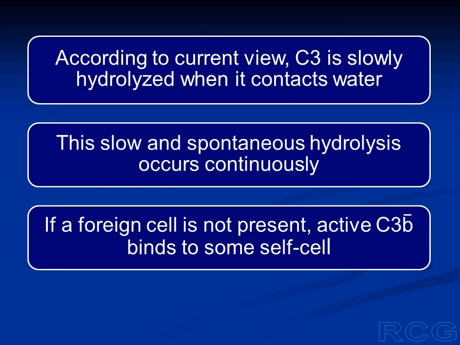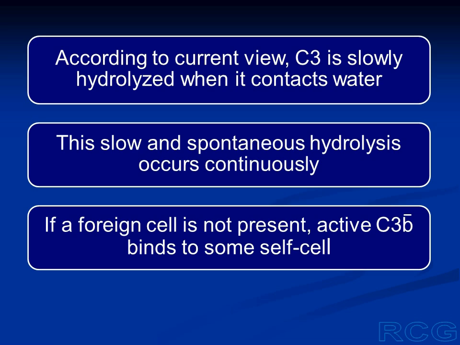According to the current thinking, C3, which is normally present in plasma, is slowly hydrolyzed when it contacts water. Now, water is always present in plasma. So there is continuous slow hydrolysis of C3 in plasma. And because of this slow and spontaneous hydrolysis, C3 becomes active. It is hydrolyzed into C3a and C3b. C3b is the active form. So a small amount of active C3b is always being formed slowly and spontaneously in plasma.